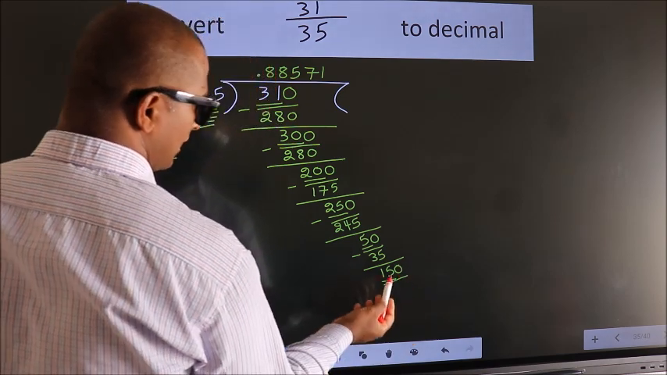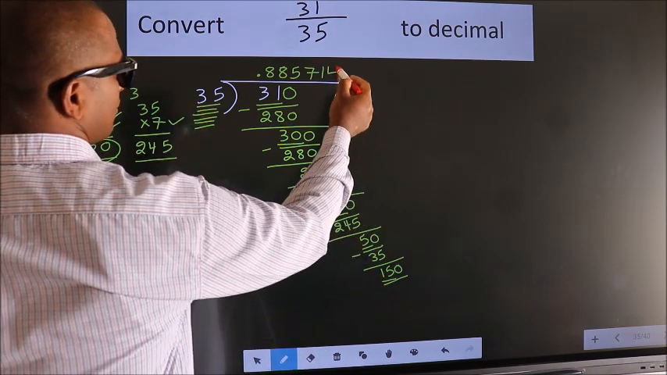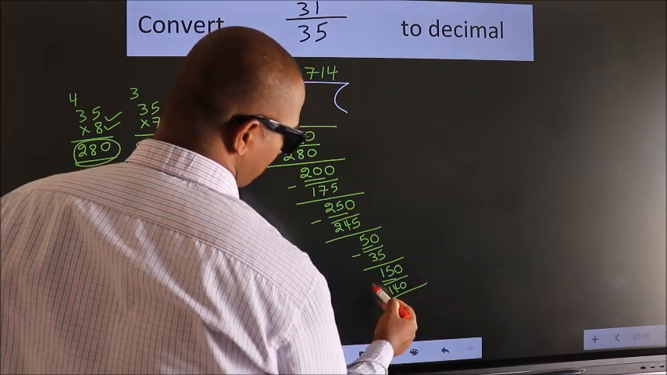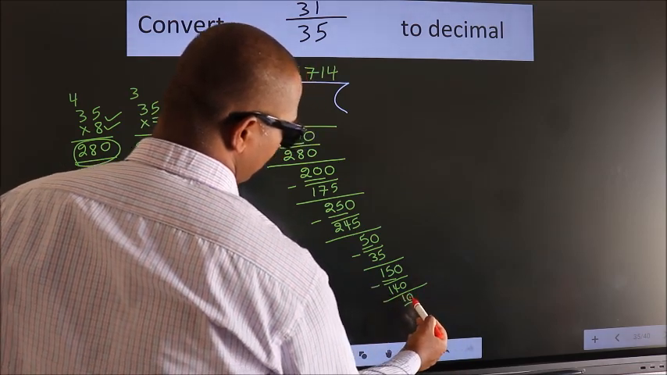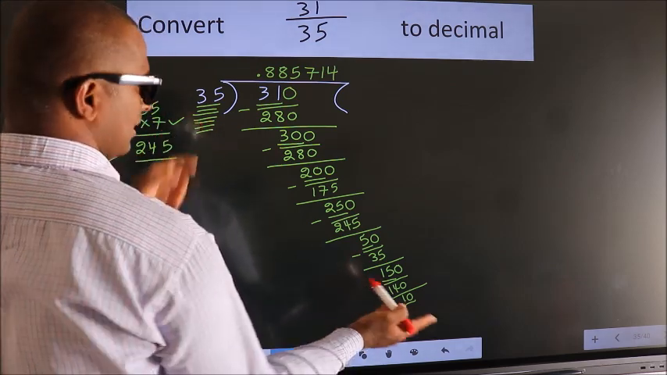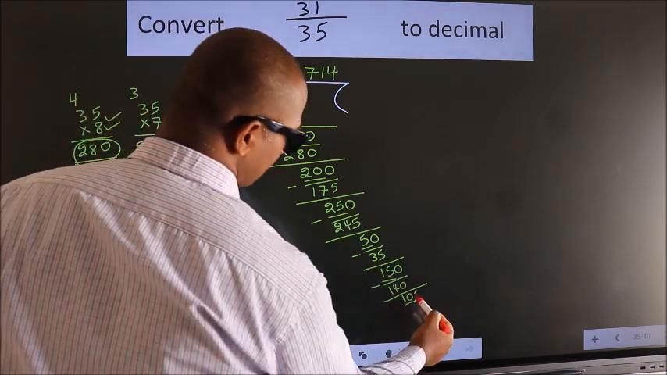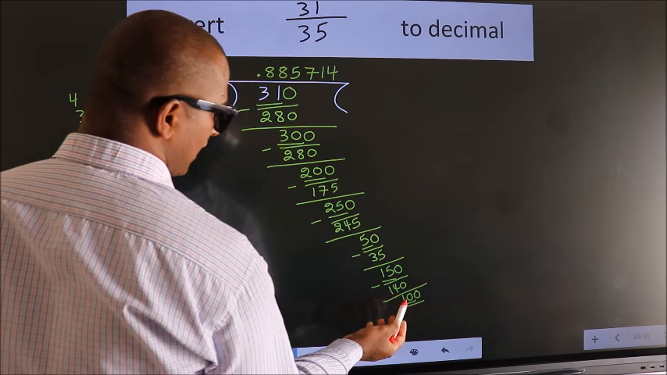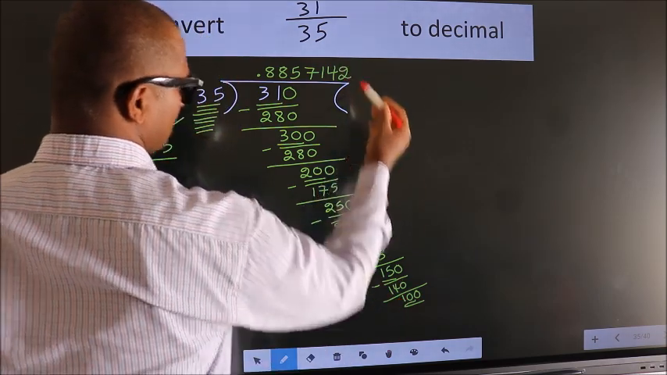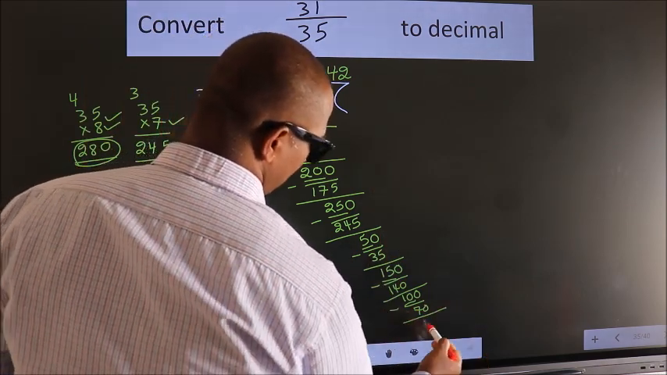So 150. A number close to 150 in the 35 table is 35 fours, 140. Now we subtract, we get 10. Here we have 10, here 35. 10 is smaller than 35. And we already have the decimal, so we can directly take 0. So 100. A number close to 100 in the 35 table is 35 twos, 70. Now we subtract, we get 30.